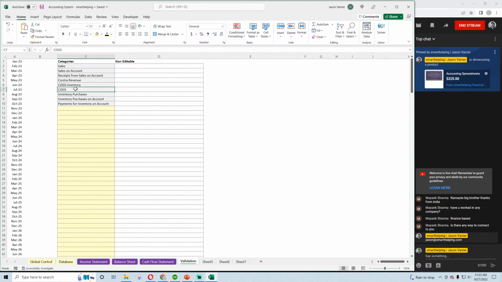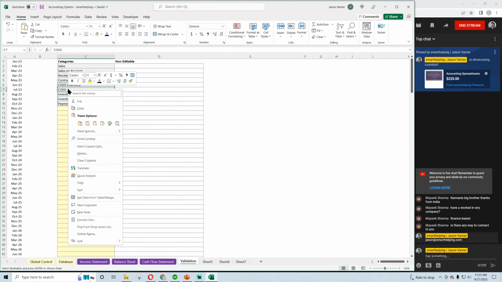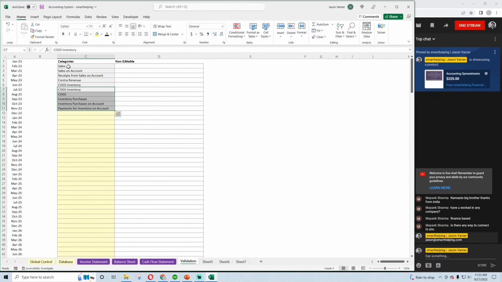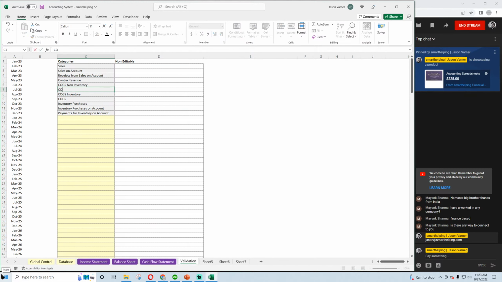So we have costs. Let's try to keep these in order. So we have sales, contra revenue, cost of goods sold, and then we'll call this non-inventory. And we also need to do, gotta make sure I didn't lose anything. Cost of goods sold inventory. Okay, and then let's shift one more down. So we have cost of goods sold, non-inventory. And now we're going to have some accounts payable.